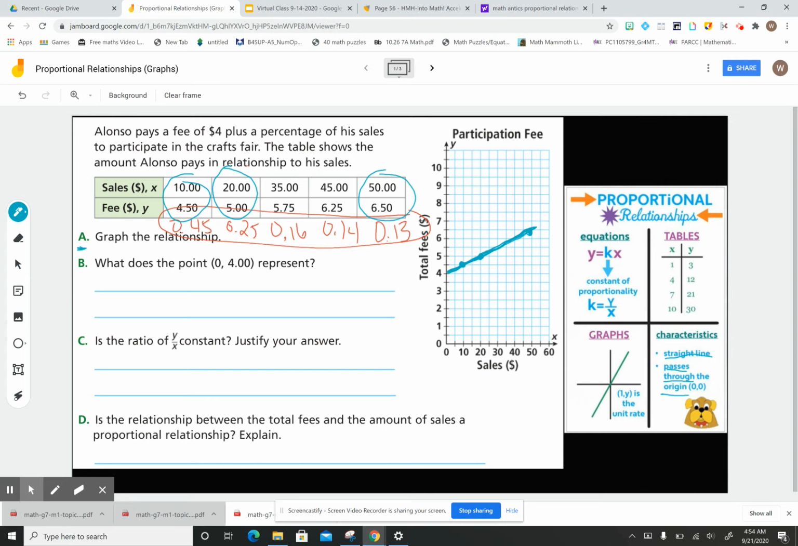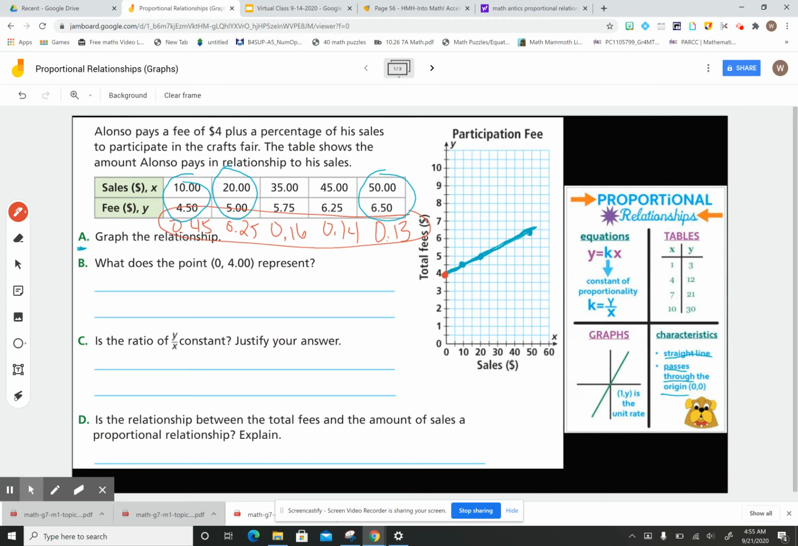So this somewhat looks like a straight line. We can say yes just for purposes of the problem. But does it pass through the origin? So the question would be no. And if you notice, where does the line start from? The line starts from 0 and 4. So if I go back to the problem, it says Alonzo pays a fee of $4 plus a percentage of his sales to participate in the crafts fair.